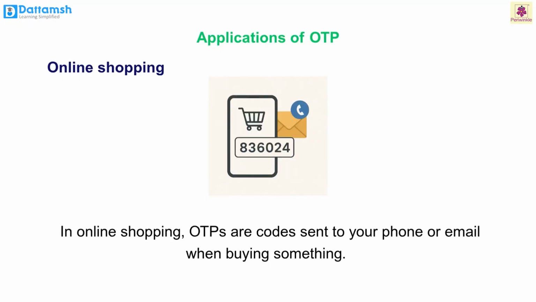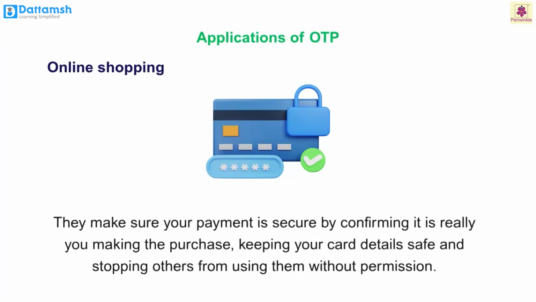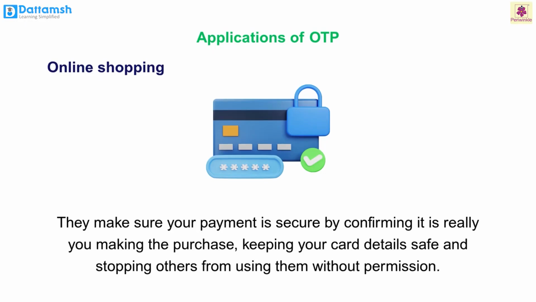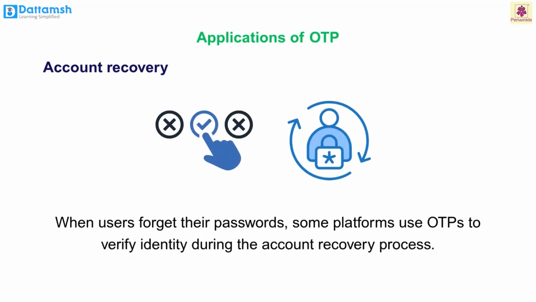Online shopping. In online shopping, OTPs are codes sent to your phone or email when buying something. They make sure your payment is secure by confirming it is really you making the purchase, keeping your card details safe, and stopping others from using them without permission. Account recovery. When users forget their passwords, some platforms use OTPs to verify identity during the account recovery process.